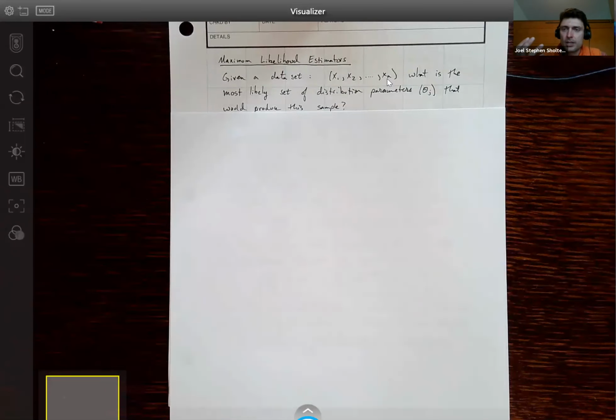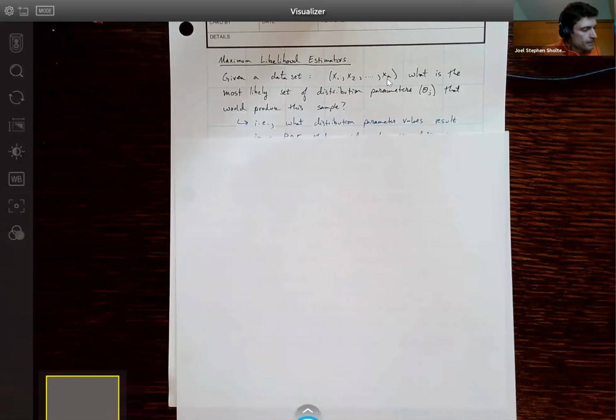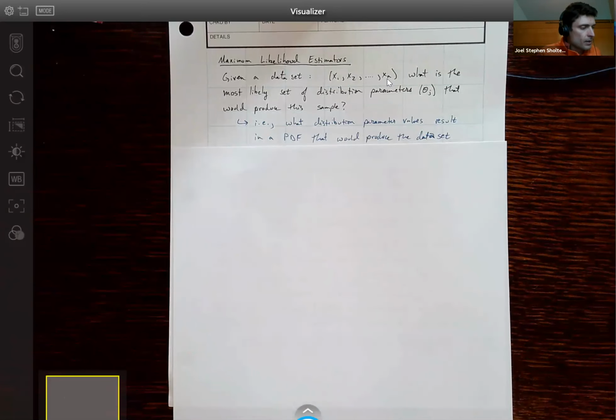So we've got these observations, and then essentially what we're doing is weighting the probability of seeing those observations based on a given value of our parameter theta. So theta could be lambda if we're dealing with the exponential distribution. It could be the mean and standard deviation if we're dealing with a normal distribution. So if we put that another way, we could say what distribution parameter values result in a PDF that would produce that data set most likely.